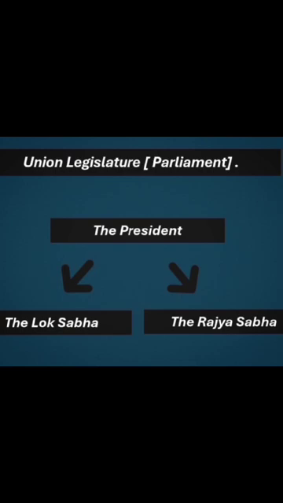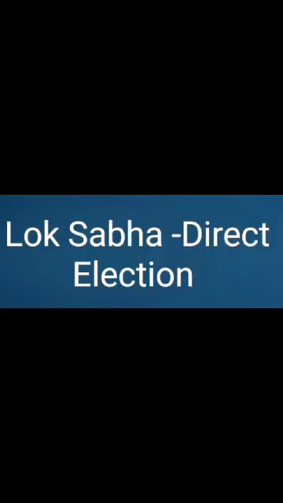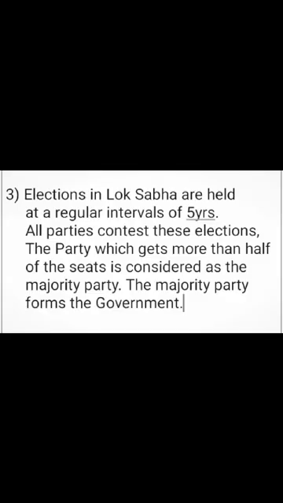Members of Lok Sabha are directly elected by the citizens. That is the reason it is called the first house of the parliament. In Lok Sabha, the elections are conducted every 5 years. Candidates from all political parties contest in this election, and the party which gets more than half of the seats becomes the majority party. It is the majority party which forms the government.